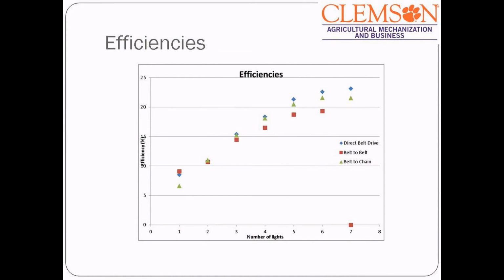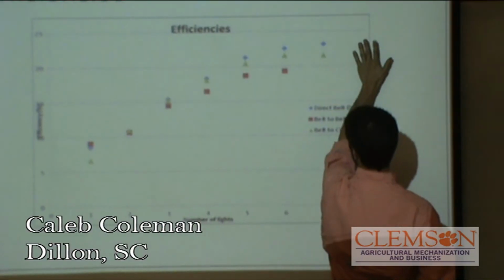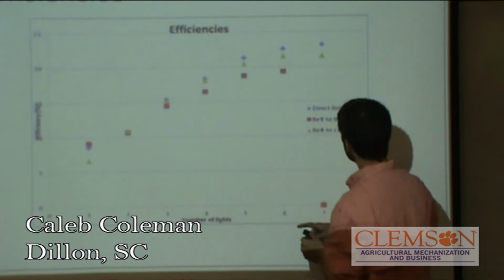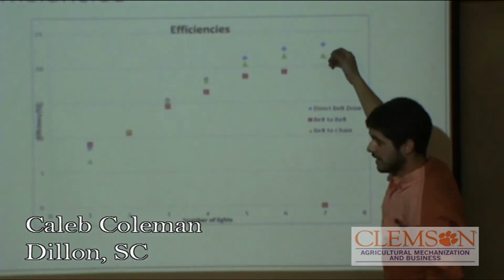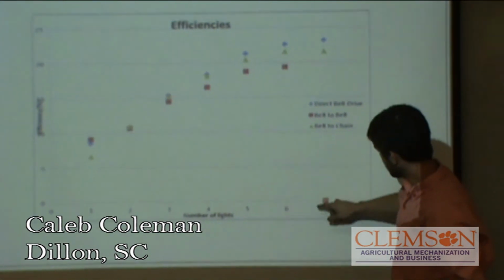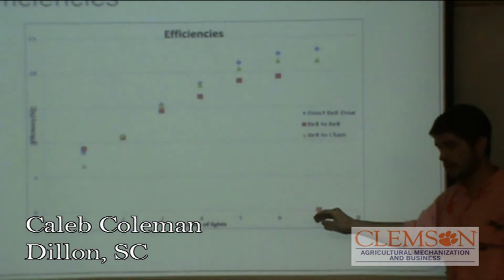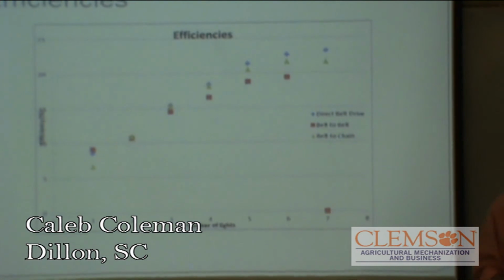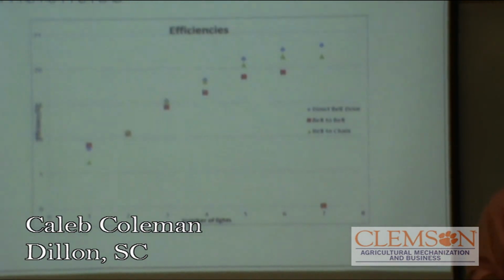And here's a chart. It displays exactly what we want it to. Here you have, as you're putting on lights, or putting more load on the motor, your direct drive is on top. You've got your belt chain right below it, and as far as belt to belt, on the last one, we lost so much power going from belt to belt that it wouldn't even power the 7th light before it placed so much load on the motor it just cut off.